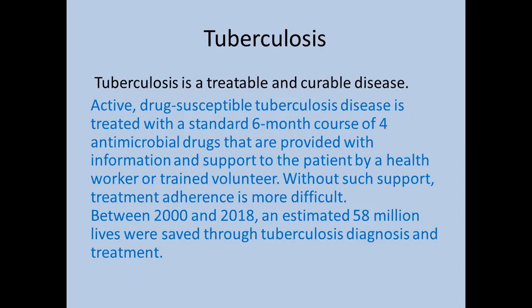Active drug-susceptible tuberculosis is treated with a standard 6-month course of 4 antimicrobial drugs that are provided, together with information and support to the patient by a health worker or a trained volunteer. Without such support, treatment adherence is more difficult.